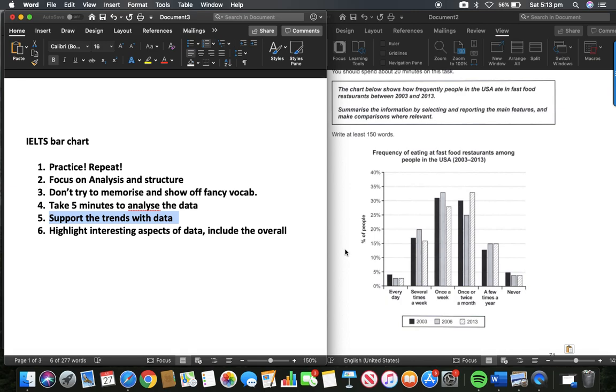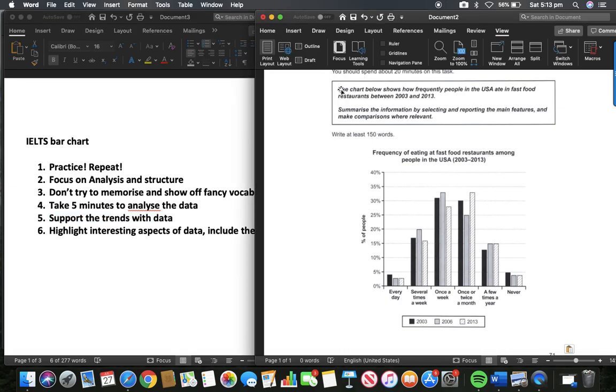So let's just start. I want you to have a look at this task here. You can see the chart below shows how frequently people in the USA ate in fast food restaurants between 2003 and 2013. All right, so you can see we've got 2003, 2006, and 2013. Then you've got percentages. We've got every day, several times a week. You know what? I'll just let you take a look. My advice, take 5 minutes, go for it.